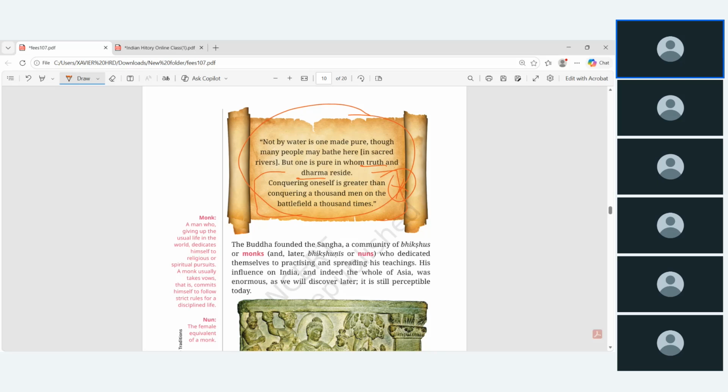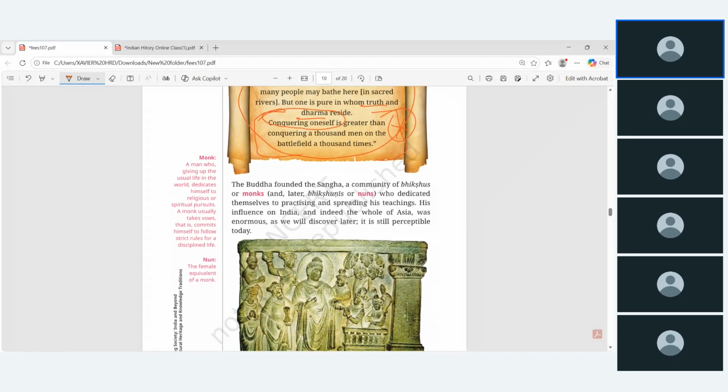So now understand, why we have to conquer ourselves every time, to bring ourselves back to the effective mode, whether for preparation or for anything. So this is what Jainism also talks about, conquering oneself.